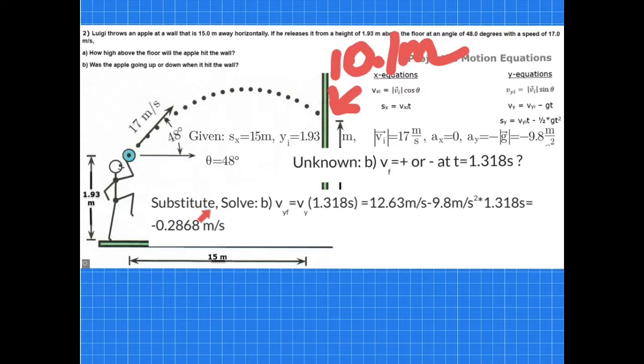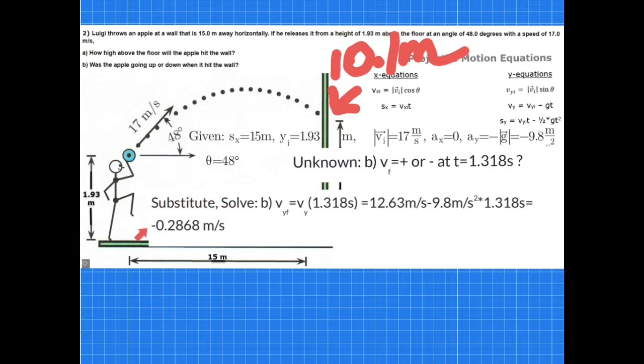Substitute and solve for part B. Using this equation, Vy final, which is V sub y at the time that the apple hit the wall, or 1.318 seconds, is Vy initial, or 12.63 meters per second, minus g, or 9.8 meters per second squared, times the time, 1.318 seconds. And we get a negative 0.2868 meters per second.